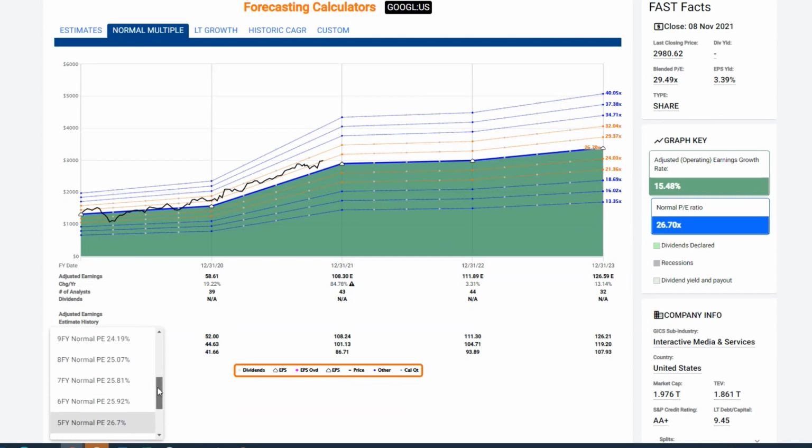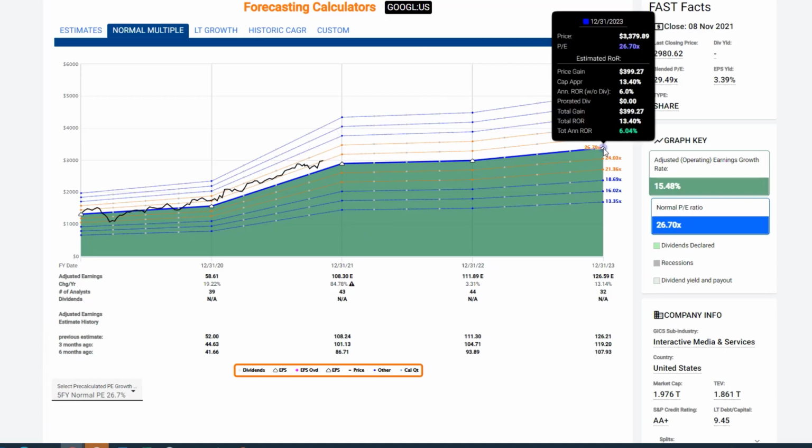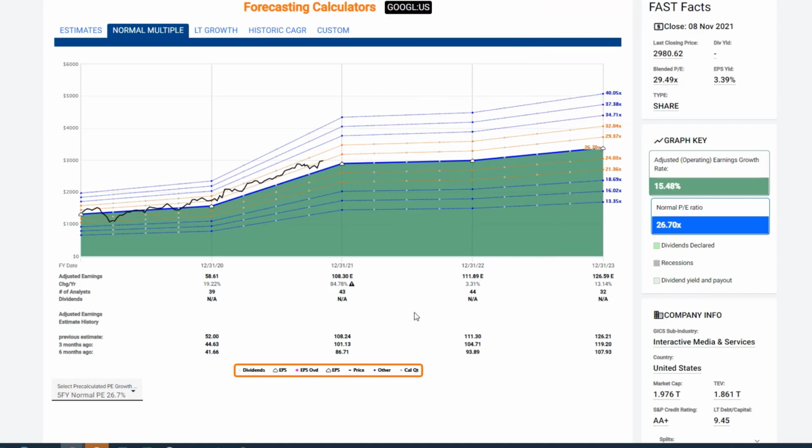Now, I can review how the market's been valuing the stock historically by looking at this drop down here, and I can see it's been as high as 28 times earnings and so on. I'm using 26.7, which is the actual 5-year average, or the 5-year normal PE ratio. And this means that the stock looks reasonably priced if it trades at that. But I do want you to note that I've got this surge of earnings, almost 85% expected for this year, which ends, of course, in a couple months. And then I've got very low expectations for growth for next year, followed by double-digit earnings growth again.